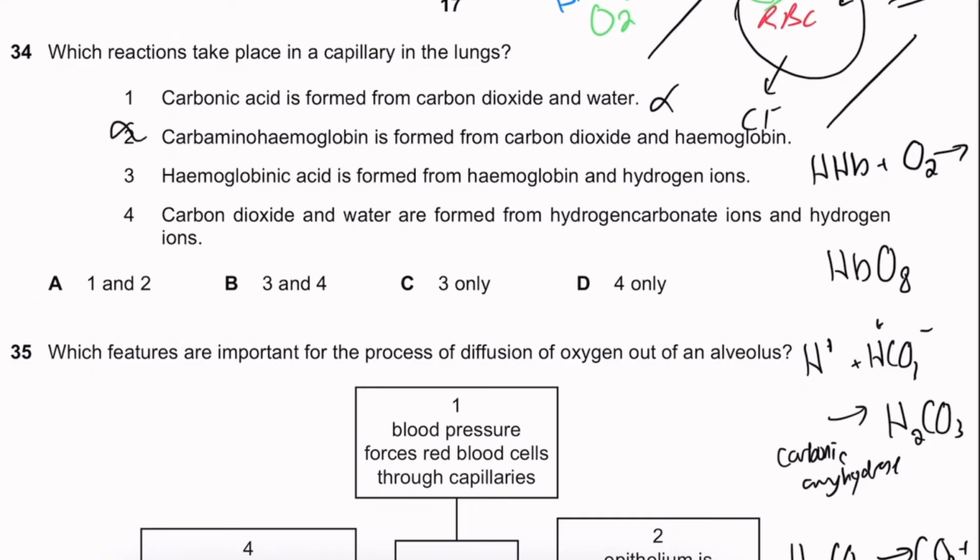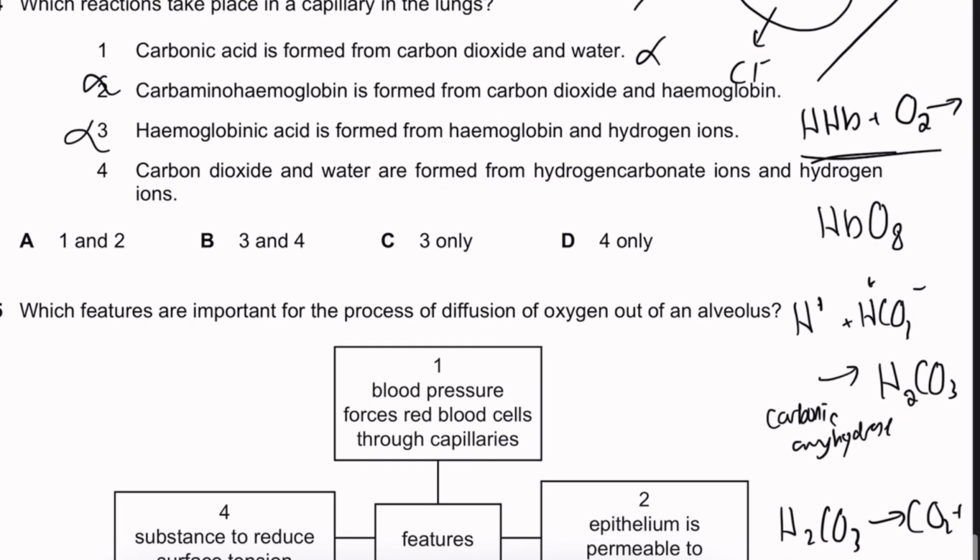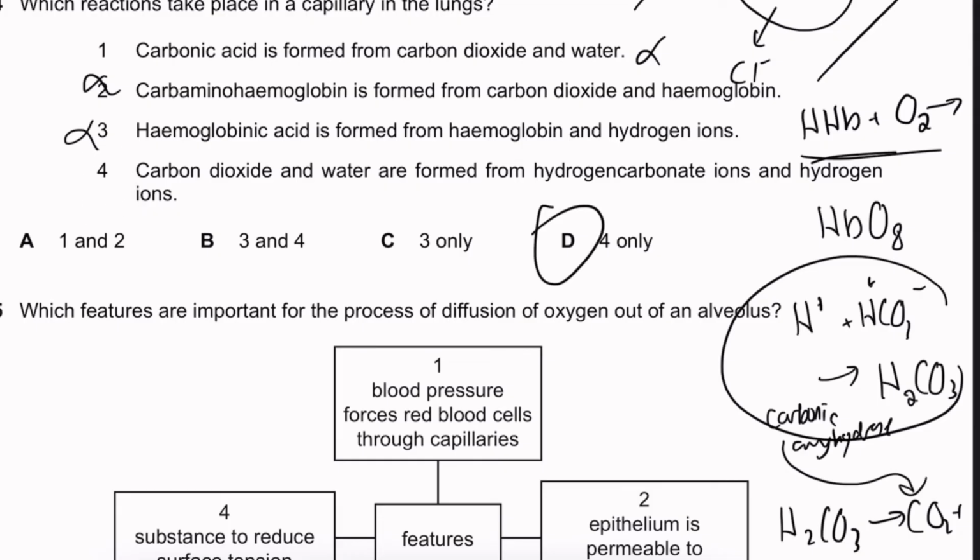And then hemoglobinic acid is formed from hemoglobin and hydrogen ions. Actually no, hemoglobinic acid is not going to form, it's going to break, it's going to react with oxygen, and it's going to form oxyhemoglobin. Carbon dioxide and water are formed from hydrogen carbonate ions and hydrogen ions. Exactly. Carbon dioxide and water, this is what happens. So 4 is the only correct option here, so it's D.